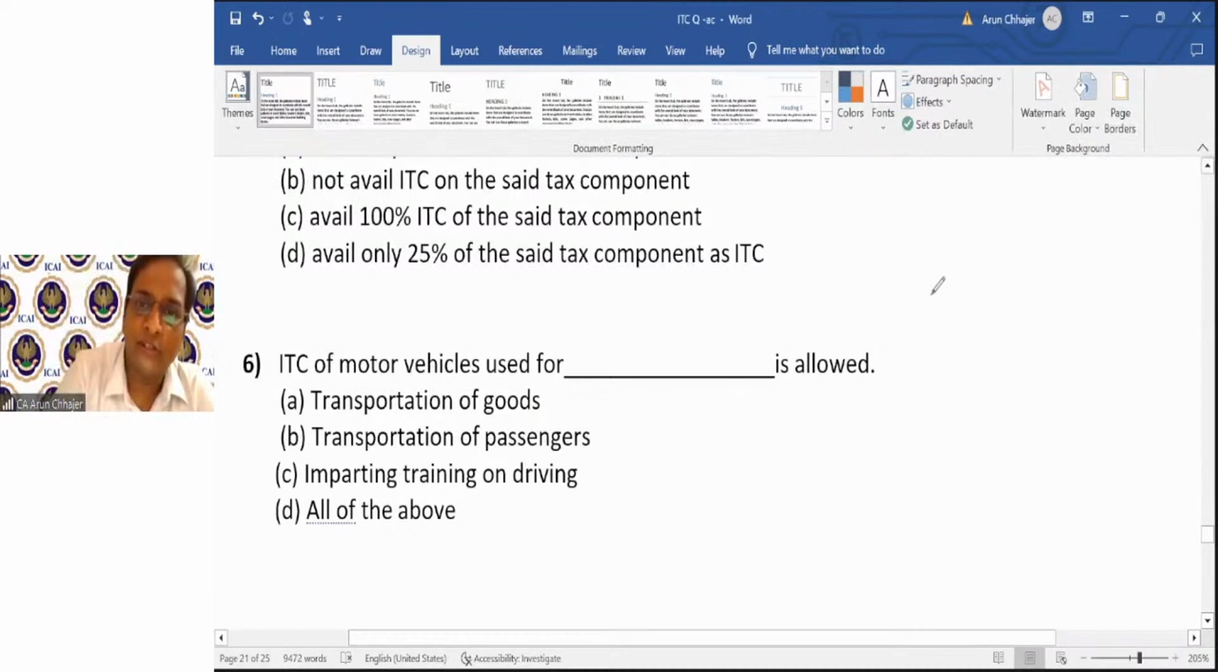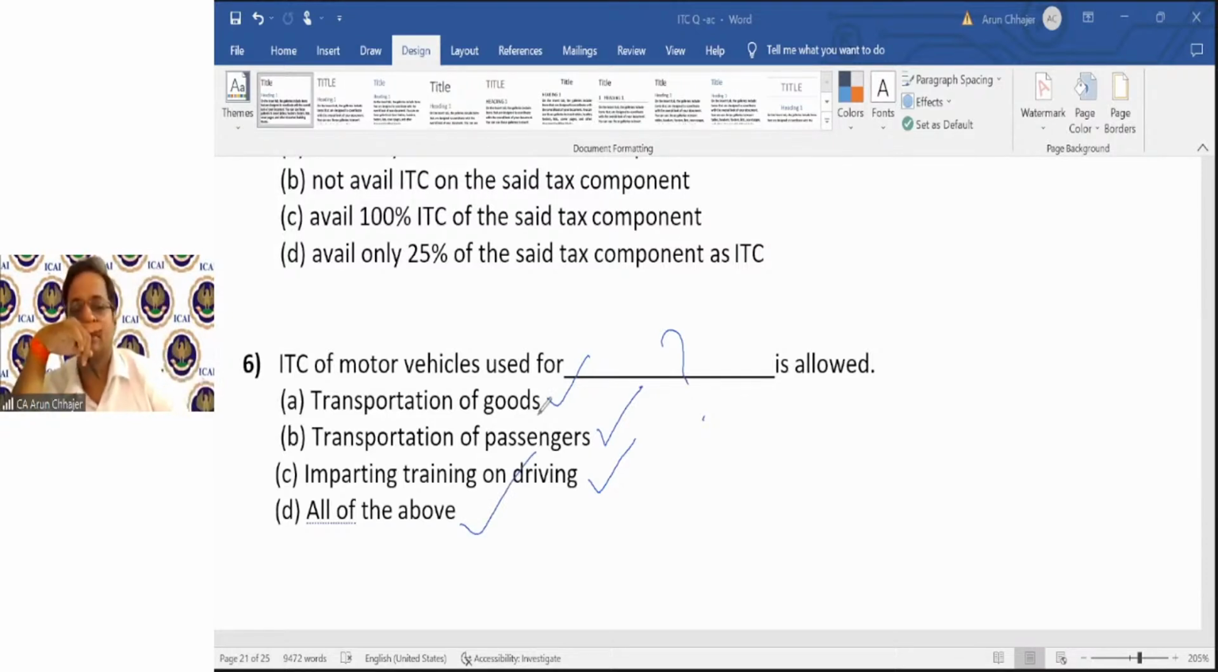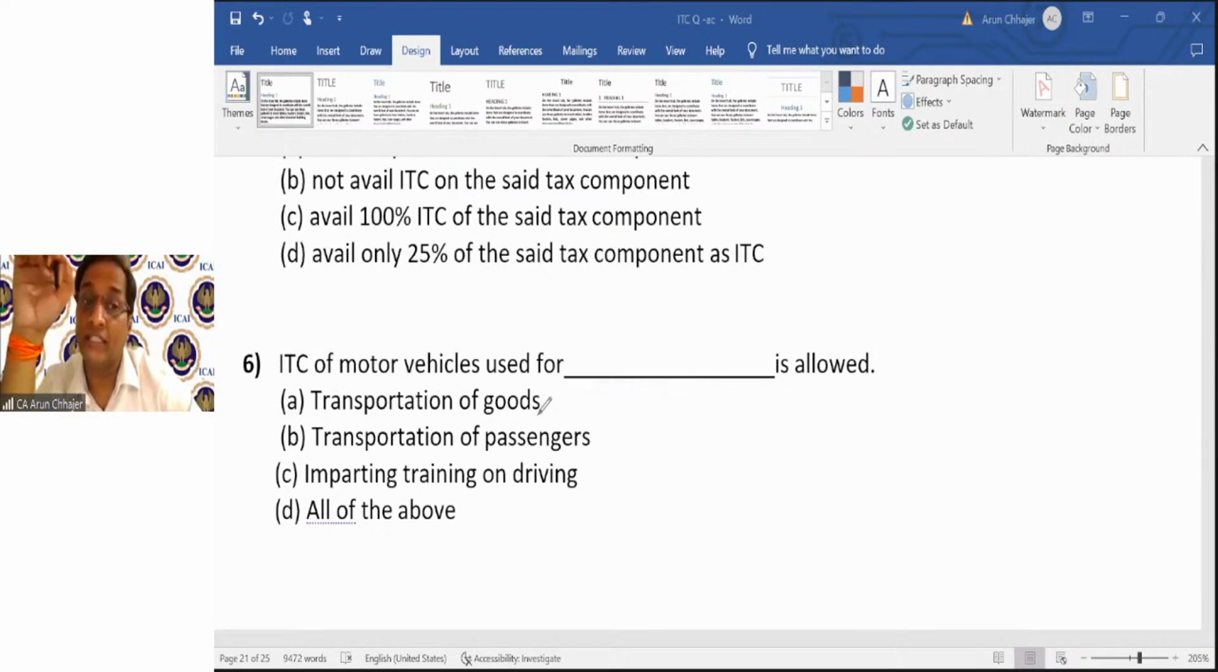ITC of the motor vehicle used for: is transportation of goods allowed, transportation of passengers allowed, or imparting the training or driving allowed, or all of the above. ITC of the motor vehicle, when can you take the ITC of the motor vehicle, if it is being used for the transportation of goods or imparting the training or transportation of passengers or all of the above.